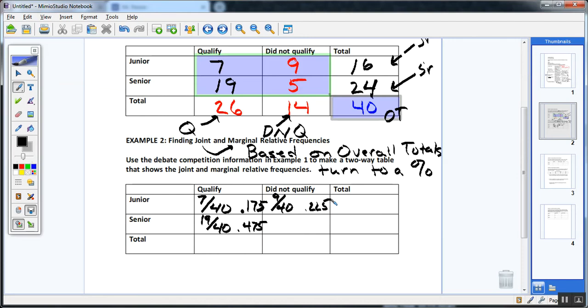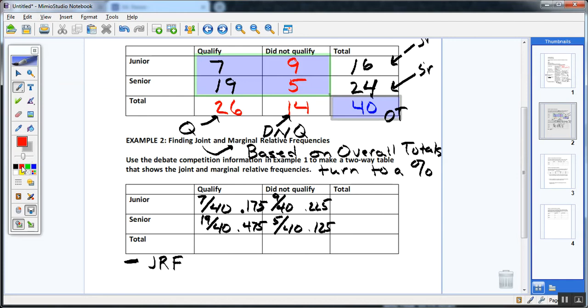Okay, somebody do the 5 divided by 40. 0.125. Okay, now I want to show you something right here. The numbers in black are going to be considered JRF. What does that stand for? Joint relative frequencies. We took the joint frequencies, the numbers from the data. We call them joint frequencies because we're joining two categories: how many juniors qualified, and qualifying juniors. That's why they're called a joint frequency.